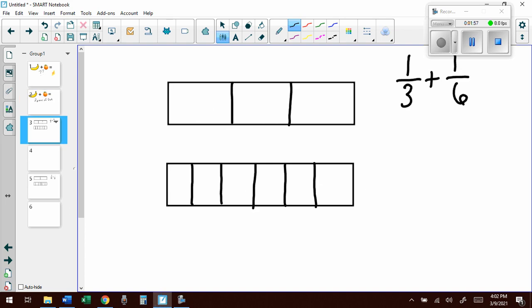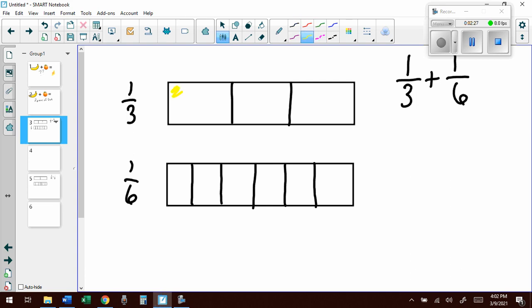Take 1/3 plus 1/6, for example. So right here we're going to show 1/3, and right here we're going to show 1/6. If I wanted to add 1/3 plus 1/6, I would find that the denominators are different. They're not like denominators. So right here I have one banana plus one orange. That's a problem. So I need to find their similarities.